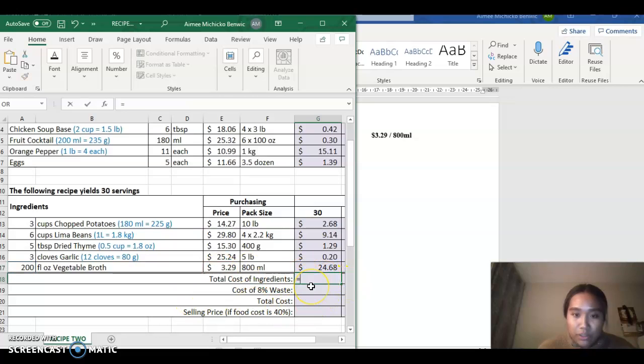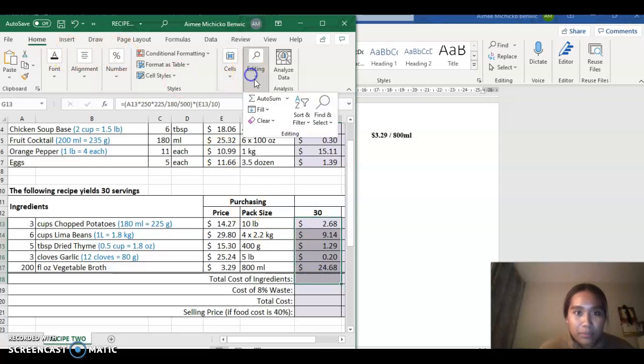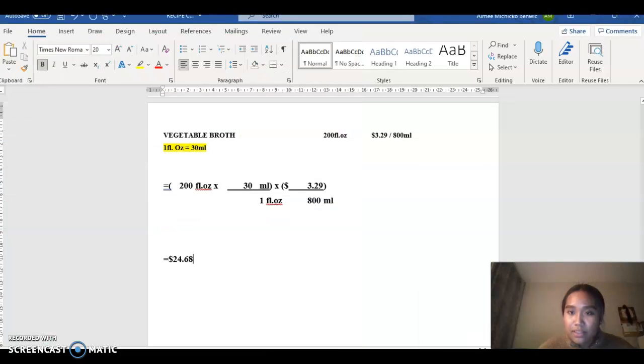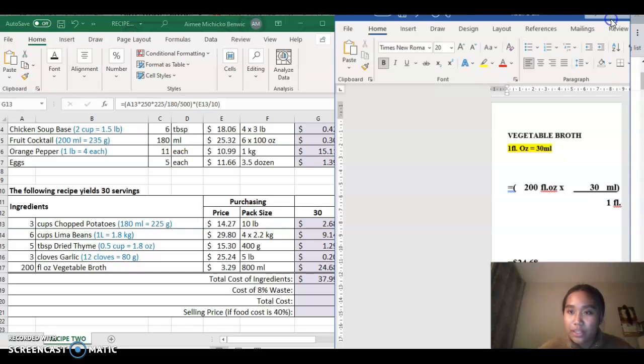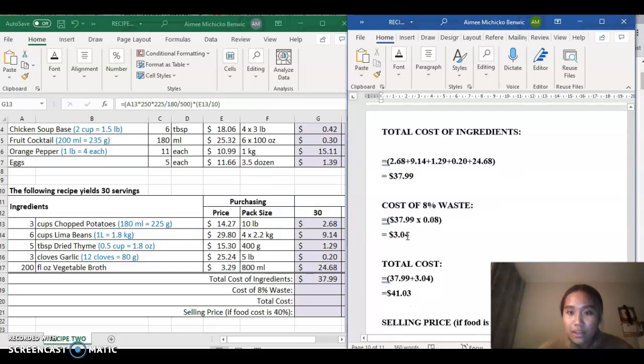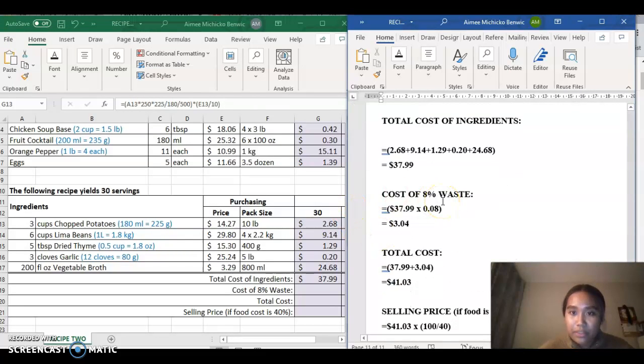So in order to get the food total cost of the ingredients, we just have to auto sum all the costs of the ingredients, and just press auto sum. That gives us $37.99. It's the same as our conversion here, the calculation for the total cost of the ingredients.